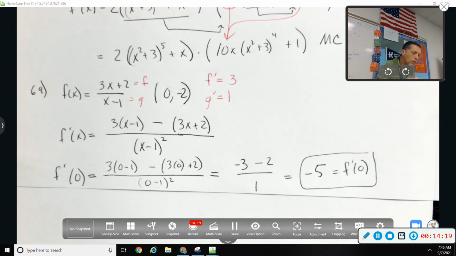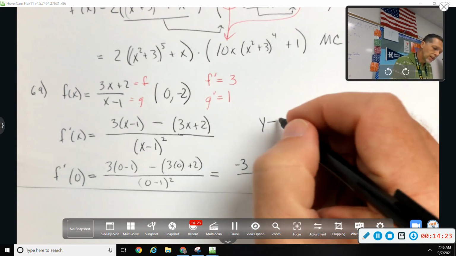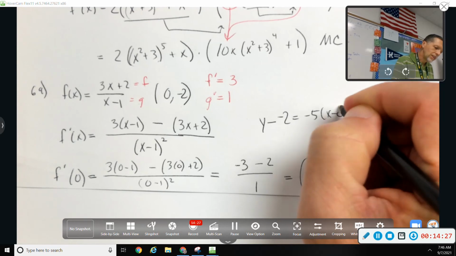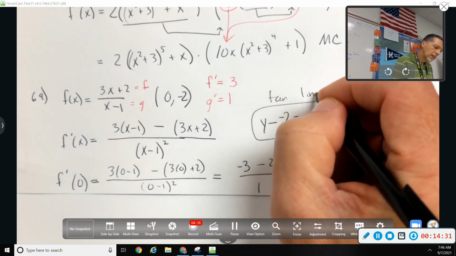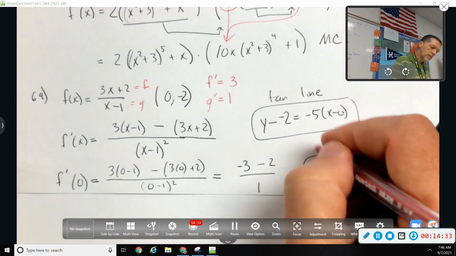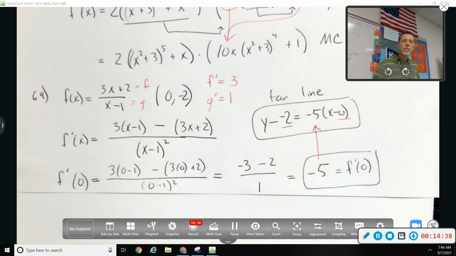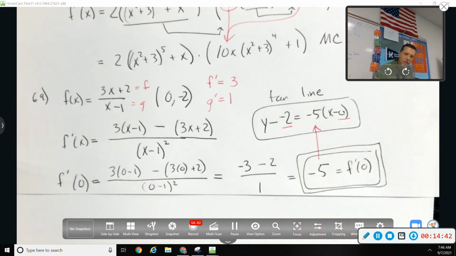And then if we wanted to, we could write a tangent line. It didn't ask us to, but usually it would. It's an easy last step. There's the tangent line. There's our slope. And there's x and y. Again, it didn't ask us to do that, but a lot of times it asks for that last step of a tangent line.